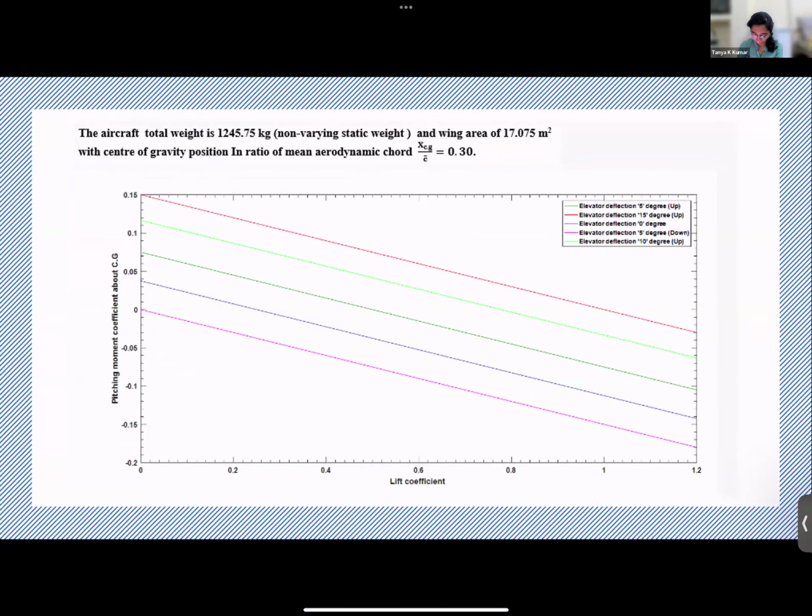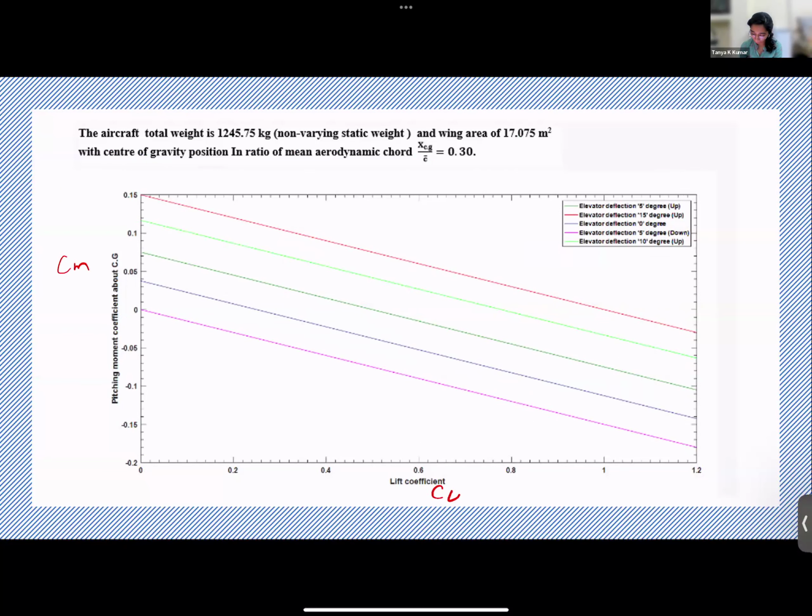All right. So aircraft total weight is 1,245.75 kgs, and the wing area is 17.075 meters square, with the center of gravity position in ratio of mean aerodynamic chord, that is x bar CG, given to you as 0.3. And these are the graphs that are given to you of CM versus CL. So this is CM and this is CL. CM versus CL, negative slope, and 0 or positive y-intercept.